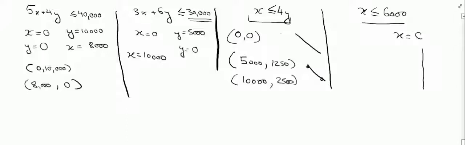One more trick in this question which was used was that if you observe this inequality, it is x is less than or equal to 4y. Now students think that if the sign is less than or equal to, we must shade the area beneath this line.